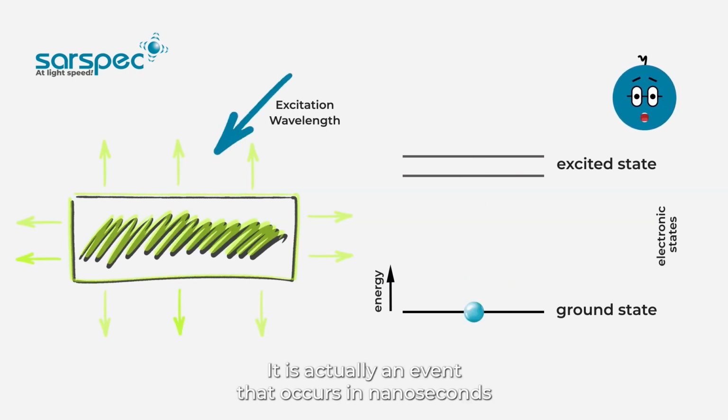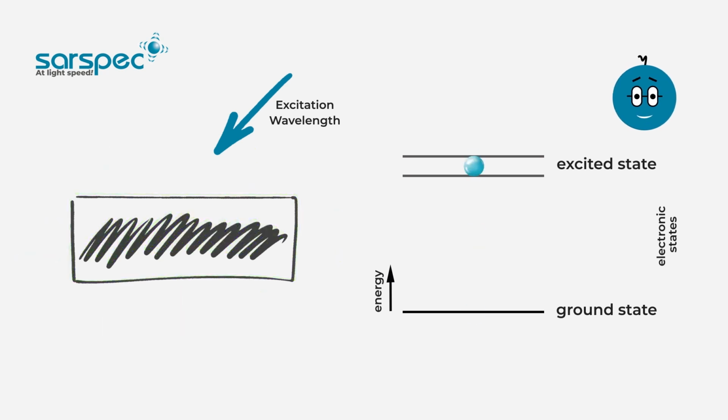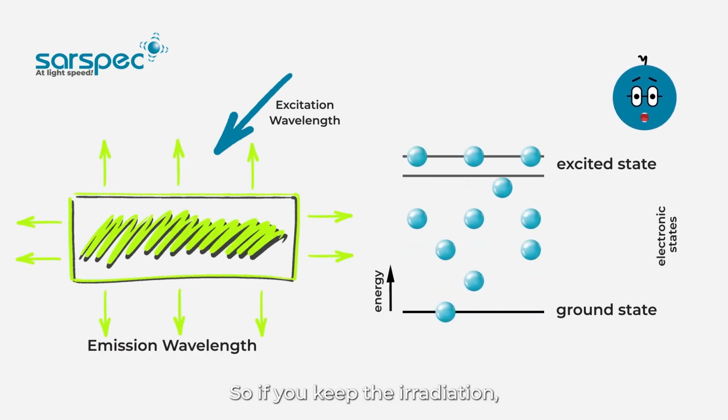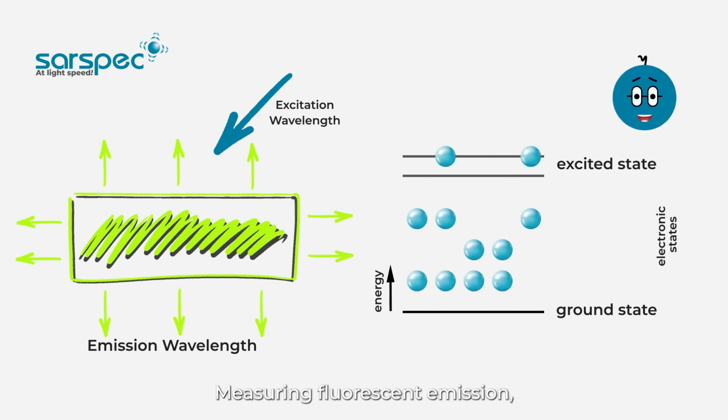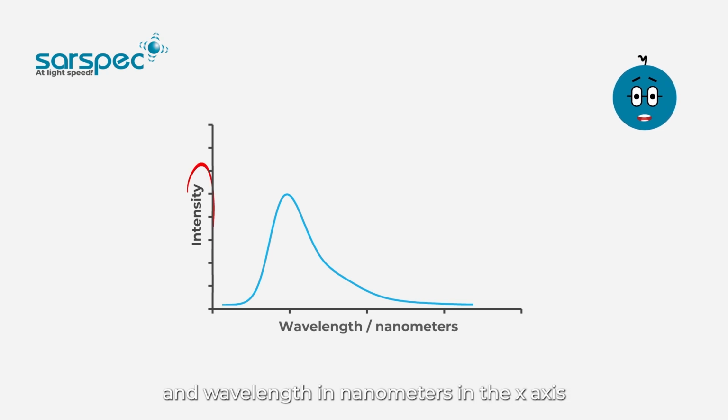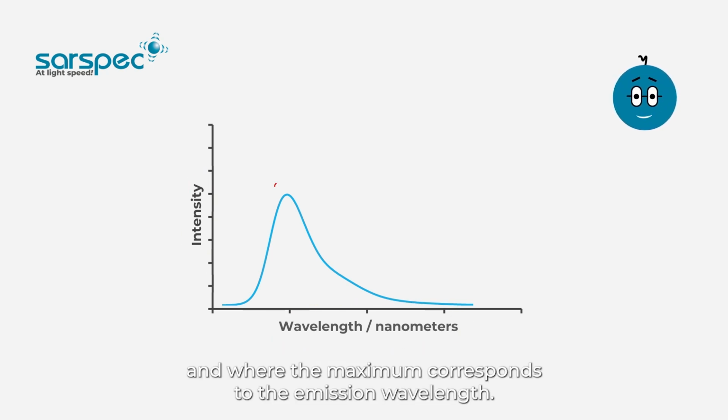It is actually an event that occurs in nanoseconds, and to all fluorescent molecules in your sample, so if you keep the irradiation, fluorescence will be continuous. Measuring fluorescent emission, you'll obtain a spectrum like this, with intensity on the y-axis and wavelength in nanometers on the x-axis, and where the maximum corresponds to the emission wavelength.